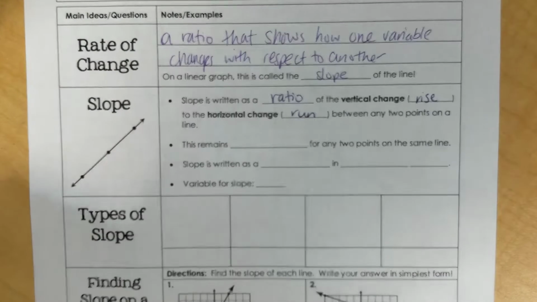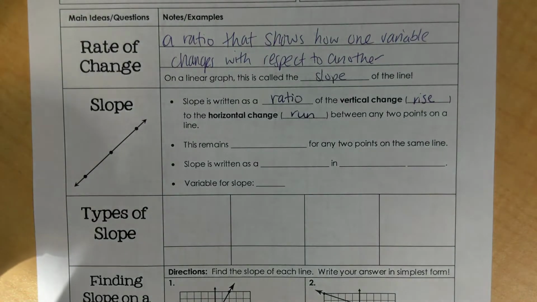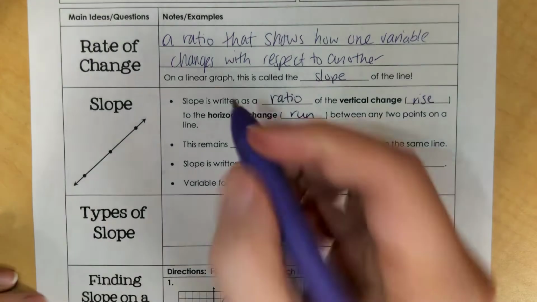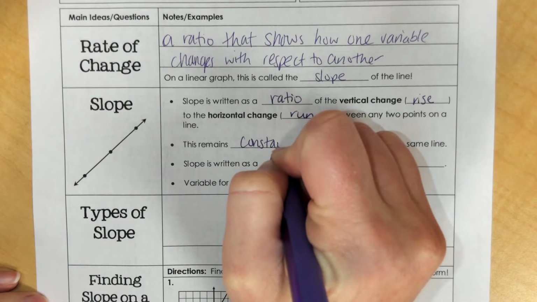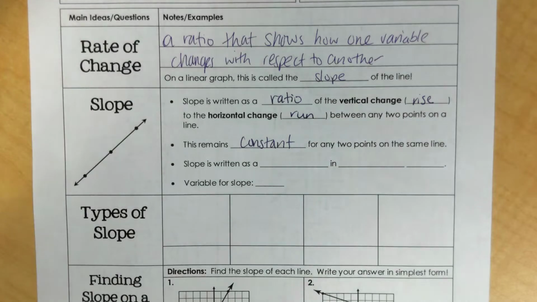And because slope for a linear function is constant, it's going to be any 2 points on the same line. Now, if it were a different type of function, like an exponential function that doesn't have a constant slope, we would have to find an average rate of change, and we'll learn about that when we get to those function types. But for now, we're learning about linear functions, which have a constant rate of change, so it's going to be any 2 points on the same line.